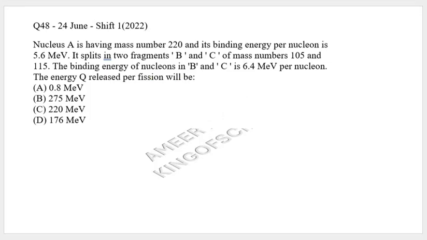Nucleus A has a mass number 220 and binding energy per nucleon of 5.6 MeV, and splits into two fragments B and C of mass numbers 105 and 115. The binding energy per nucleon of B and C is equal, that is 6.4 MeV. Then what is the energy released here?